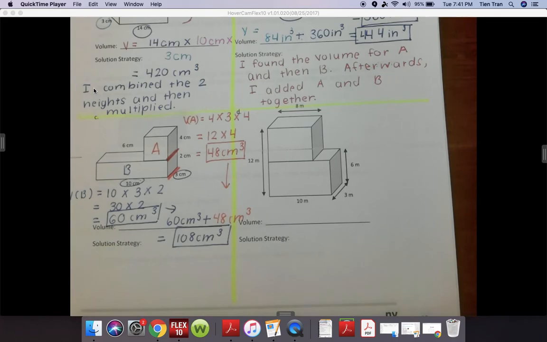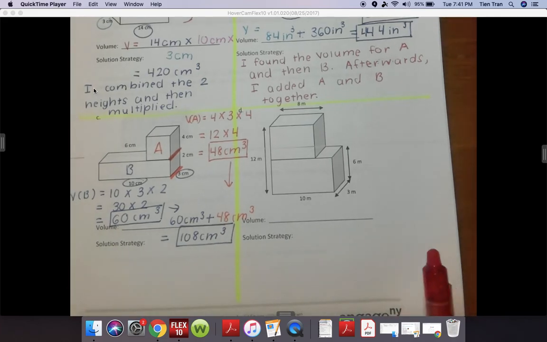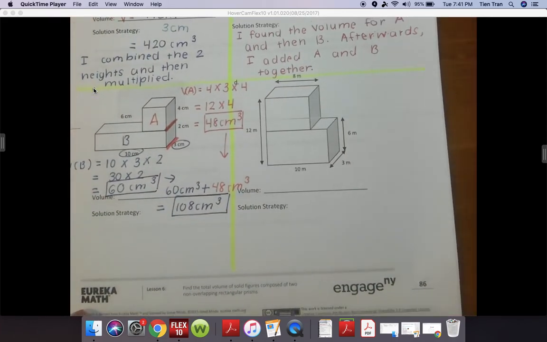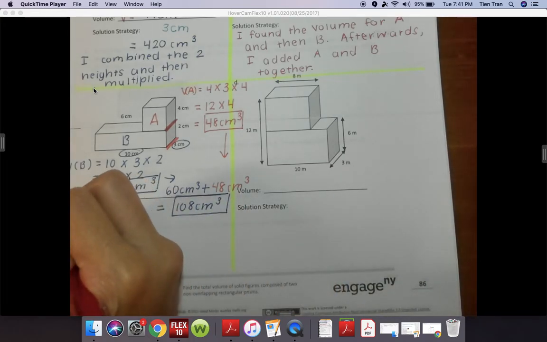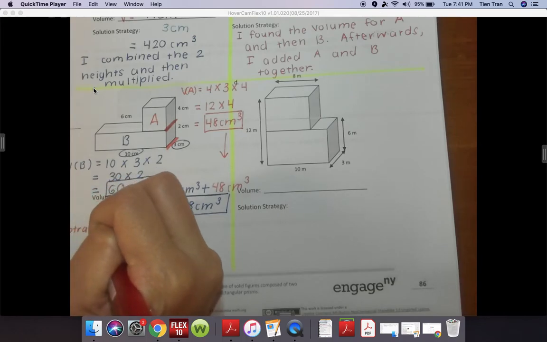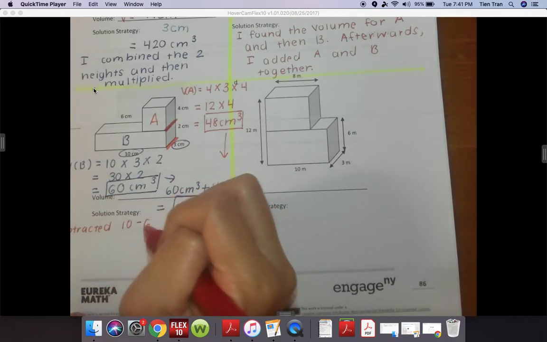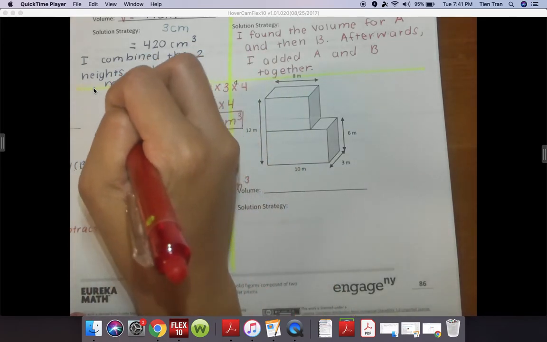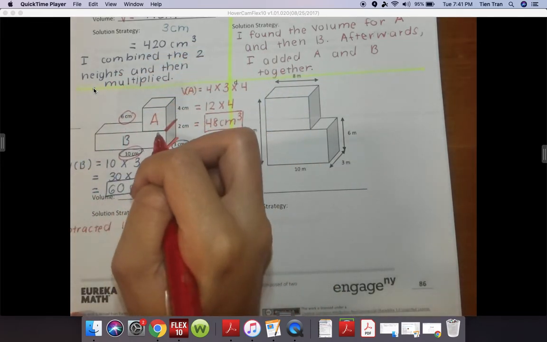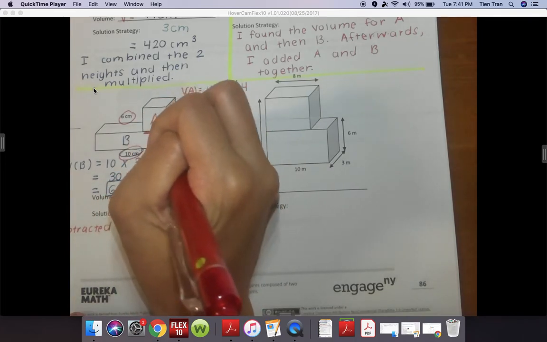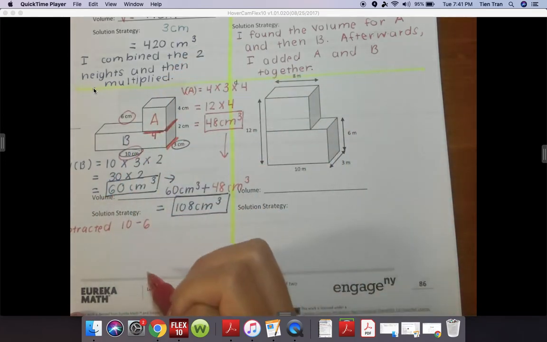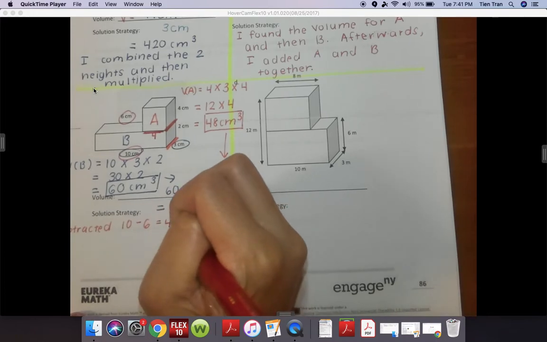Okay, now the solution. What they're asking you to do is to explain what you did in order to figure out your answer. So the first thing I did was I subtracted 10 minus 6. So I subtracted these two numbers right here, 10 minus 6, in order to figure out what this was right here, which I found out was equal to 4, to get 4 centimeters.